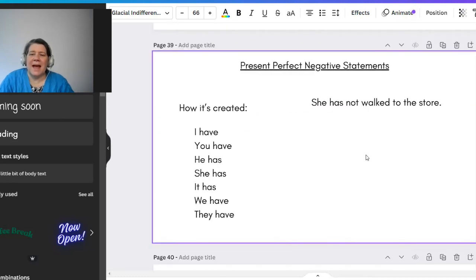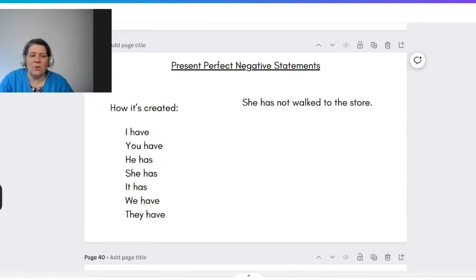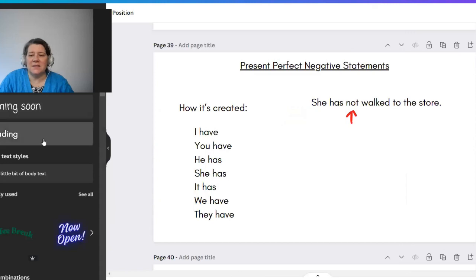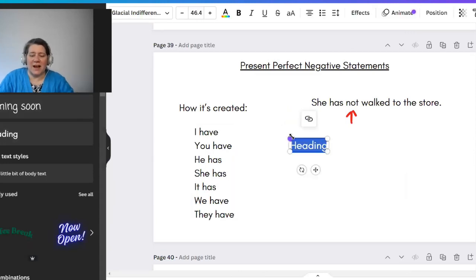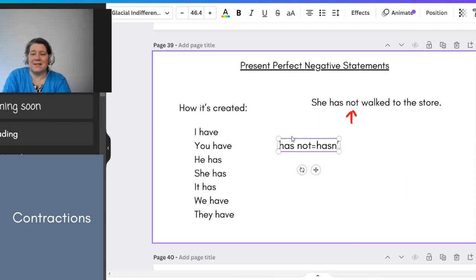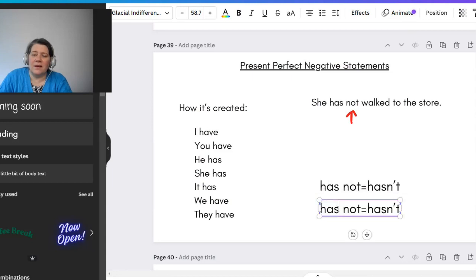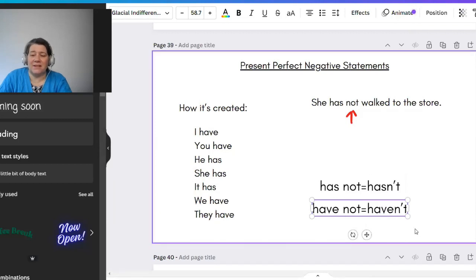All right. How do we make it into a negative? As always, we put the not between the verbs. She has not walked to the store. And we use the contraction: has not is equal to hasn't. All right? Have not is equal to haven't.